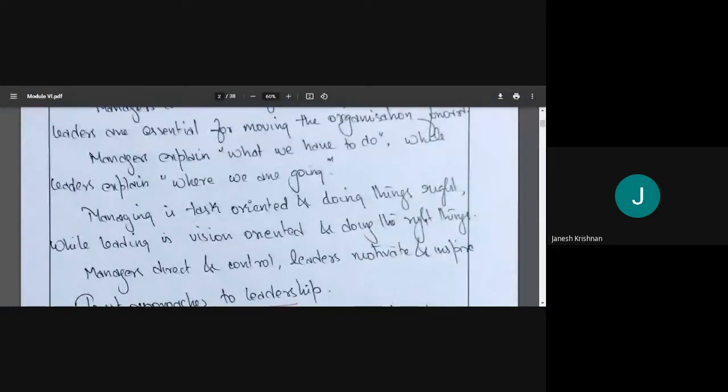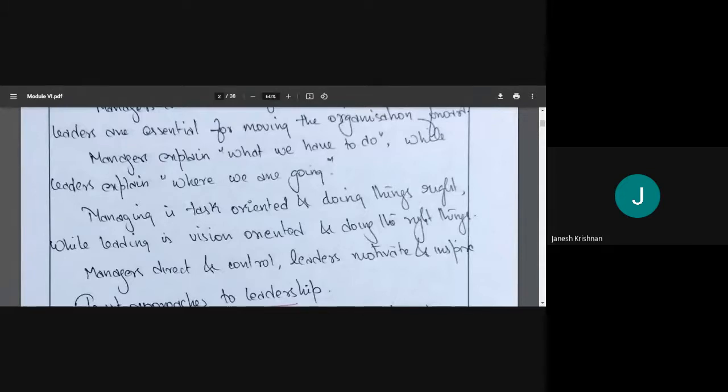So managers explain what we have to do. Okay, what has to be done. That is explained by the manager, and leaders say where we are going. Okay, that's the difference. The manager says, I need this thing. This has to be done. Okay, the leader will tell you, okay, this is the situation. This is where we are going. We have to do this. Otherwise, we'll be going for closure or bankruptcy. Okay? The leader will motivate you. They will give you an idea, right, of what you have to do.